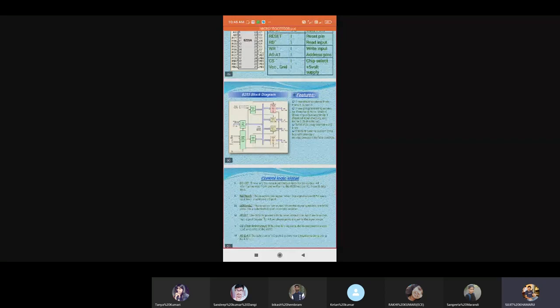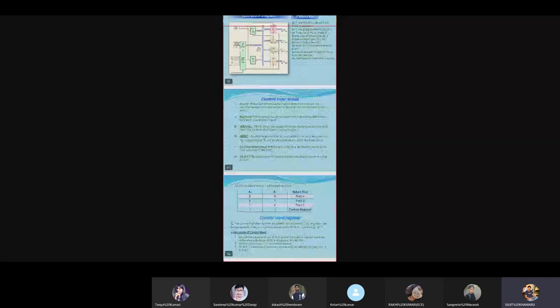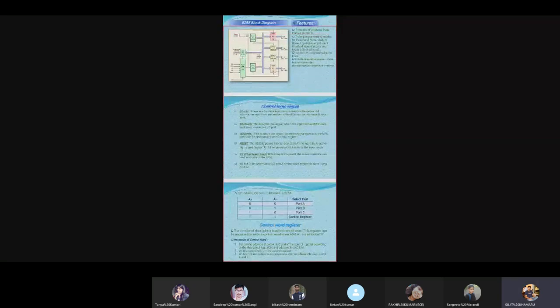Now the control logic of 8255. The next slide is the control logic of 8255. Here, D0 to D7 are the data input output lines for the device. All the information read from and written to the 8255 occurs via these 8 data lines, meaning D0 to D7, which are connected to the data bus buffer through an internal bus.